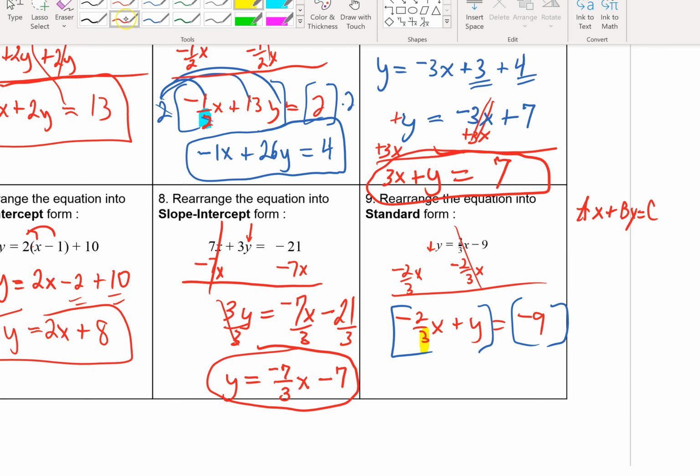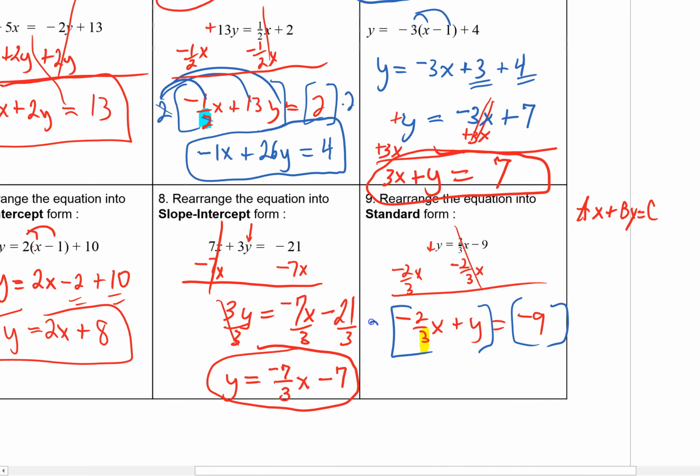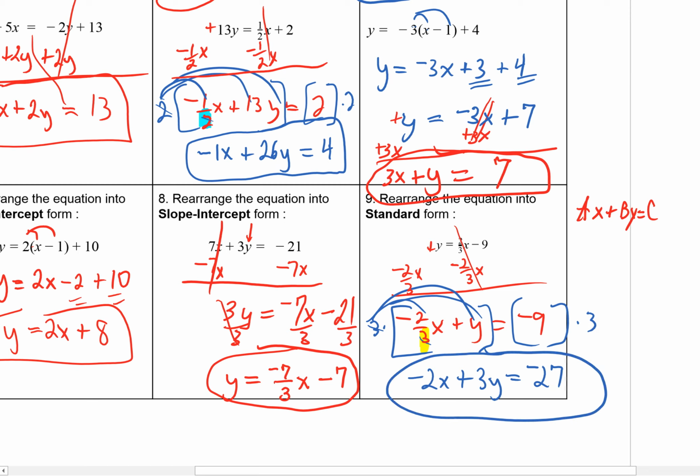We don't want to see that 3, which is really division by 3. So every part of the problem is going to get multiplied by 3. These 3's cancel out. You'll have a negative 2x. 3 times a y, that's going to get you a plus 3y. 3 times negative 9 is negative 27. And there you have it. That would be our last rearranging problem.